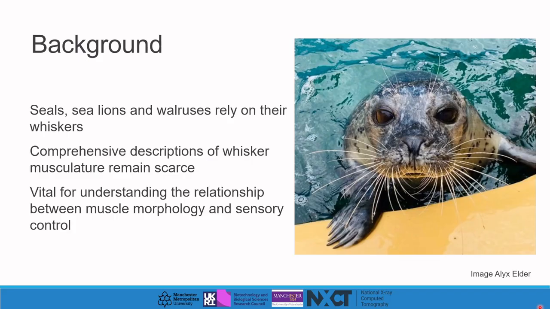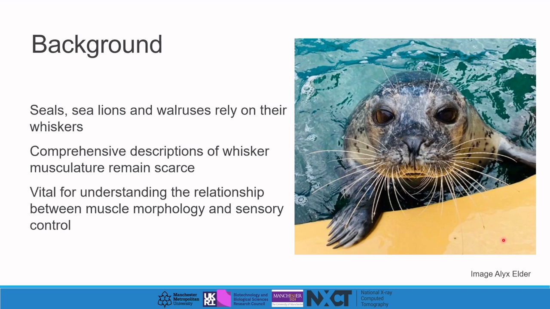Pinnipeds are a group of mammals which include seals, sea lions and walruses. And here is an example of a harbour seal, which is the species we used for the data I am presenting today. All pinniped species rely on their whiskers for foraging, hunting and navigation, and these whiskers form part of a well-developed sensory system that varies across the different pinniped species.